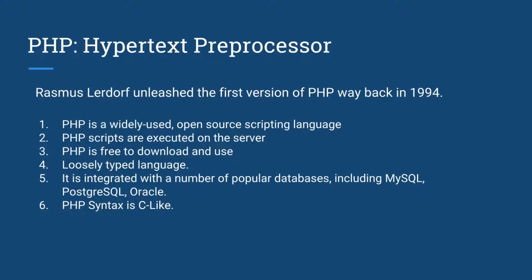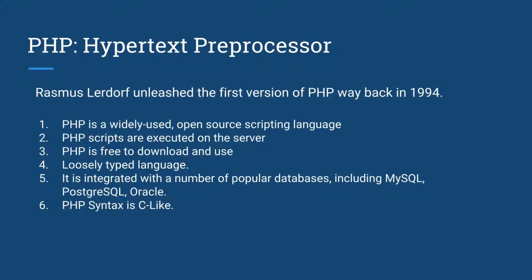Now let's understand what PHP is. PHP is an acronym of PHP Hypertext Preprocessor. That's a recursive acronym where the first P is PHP, the H is hypertext, and the last P is preprocessor. PHP was released as the first version in 1994 by Rasmus Lerdorf. Right now PHP is a very widely used open source scripting language.